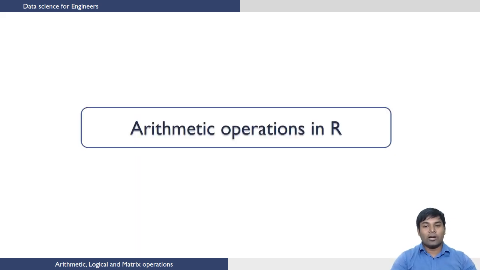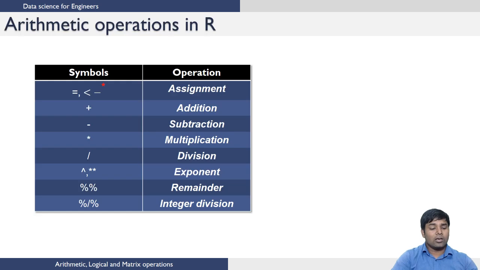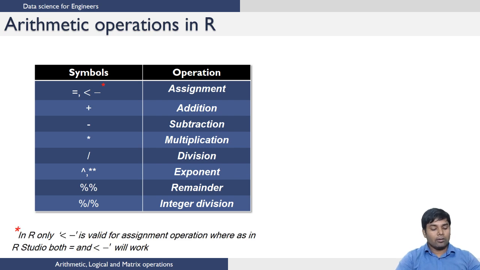So let us first look at the arithmetic operations. R supports all the basic arithmetic operations. The first one is the assignment operator. You can use either the equals sign or the back arrow to assign a value to a variable, and standard addition, subtraction, multiplication, division, integer division, and remainder operations are also available in R. In R, the back arrow is the only valid assignment operator, whereas in RStudio, both the equals sign and the back arrow are proper assignment operators.